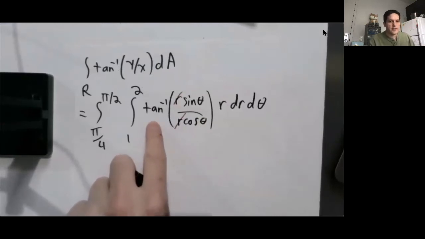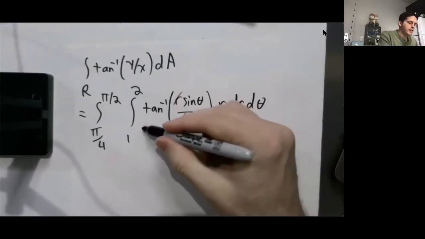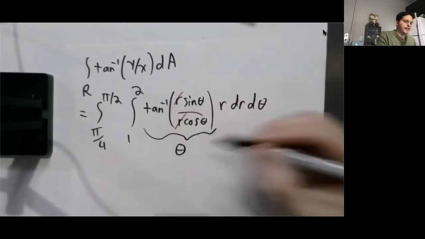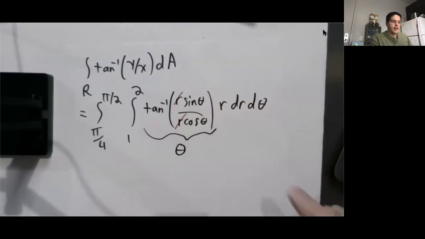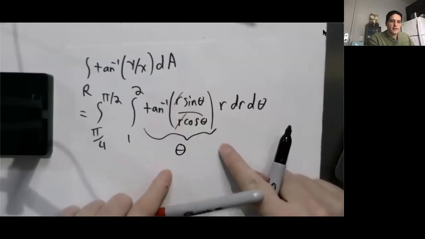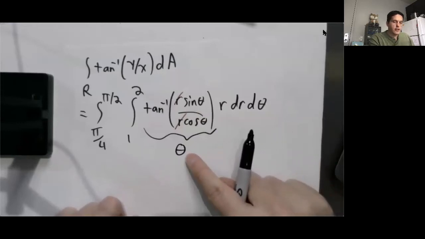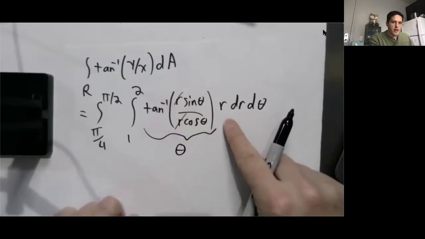What is the inverse tangent of the tangent of theta? The answer is just theta. So the function that we're integrating here reduces very nicely. It simplifies very nicely. We're just integrating the function theta times r.